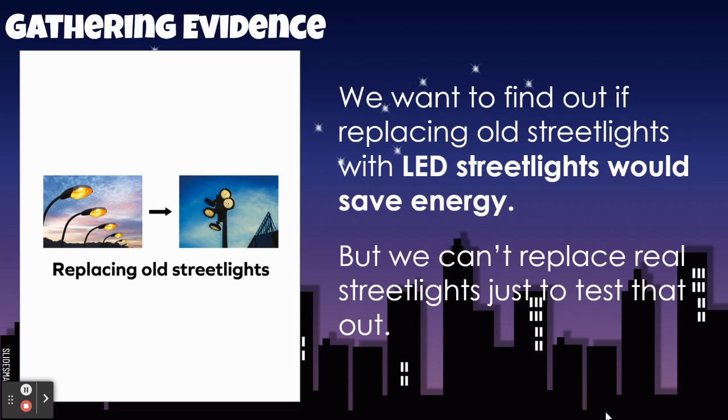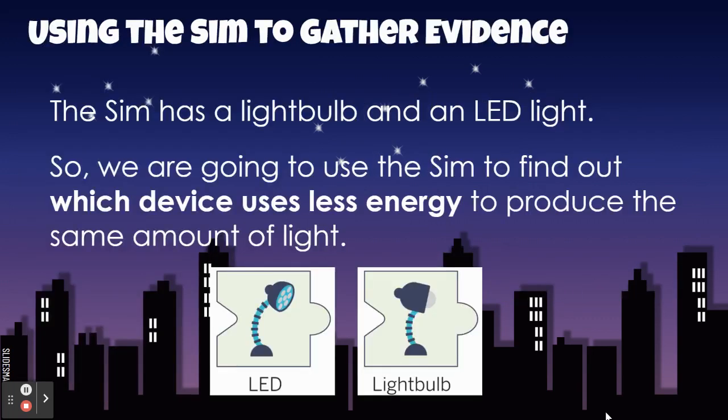So now we want to find out if replacing the old streetlights with LED streetlights would save us energy. So we need to test it. But we can't go out and replace real streetlights just to test it out. I think we might get in trouble if we go and try to replace some streetlights. So what do we have to do? We have to use our simulation. We're going to gather some evidence in our sim.